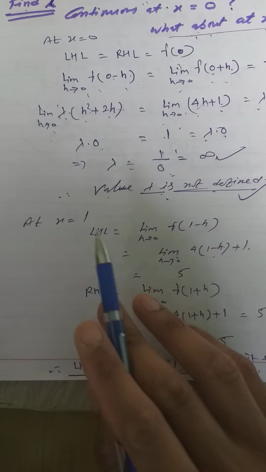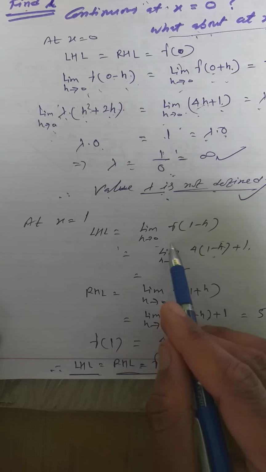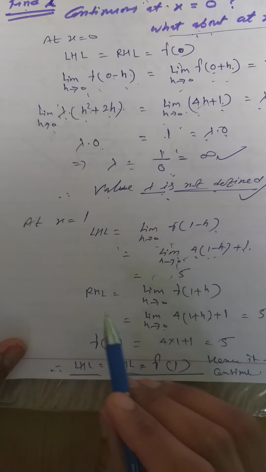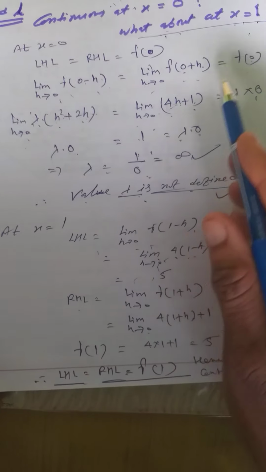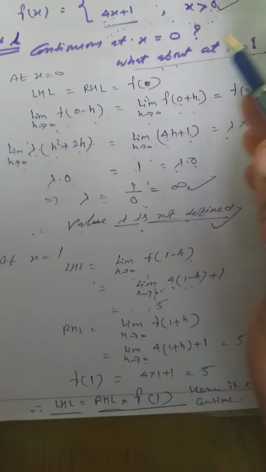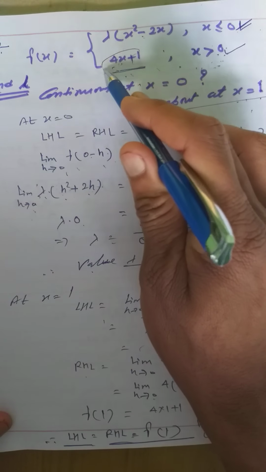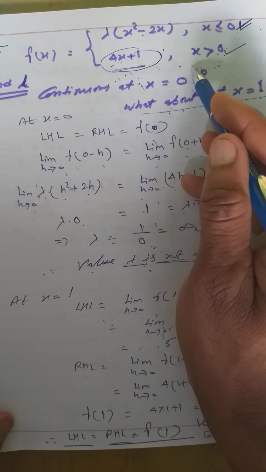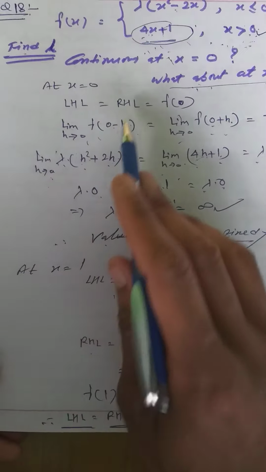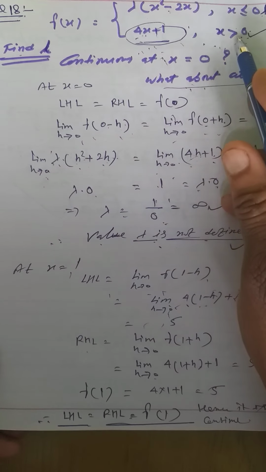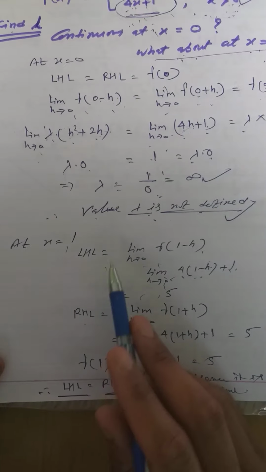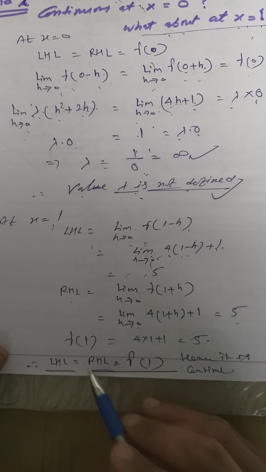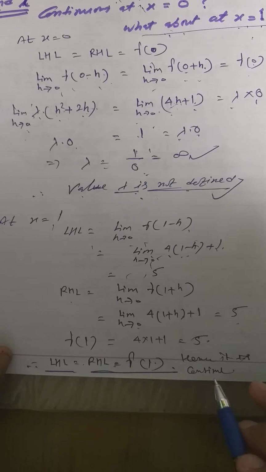At x = 1, left hand limit equals limit h tends to 0 of f(1 - h), which is limit h tends to 0 of 4 times (1 - h) + 1 = 5. For the left hand limit and right hand limit we use this part of the function, since this is for x greater than 0, and we want to check it for x = 1, which lies in this condition. So left hand limit equals right hand limit equals 5, and the value of the function is also 5. Therefore, left hand limit equals right hand limit equals value of the function, hence it is continuous.